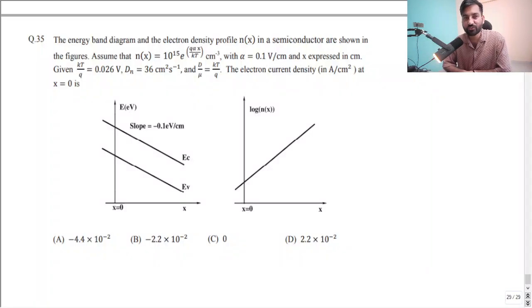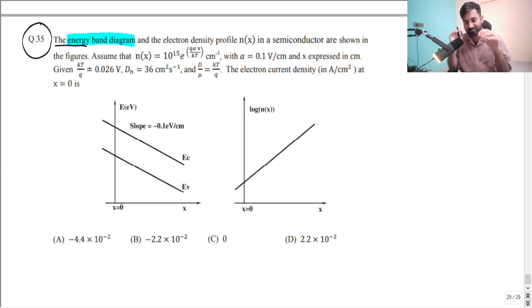So the question here is question number 35. As you can go through the question, this time they have already mentioned that the energy band diagram is given. So already they have specified the energy band diagram here. This is the energy band diagram. Please have a look. Your observation matters a lot.